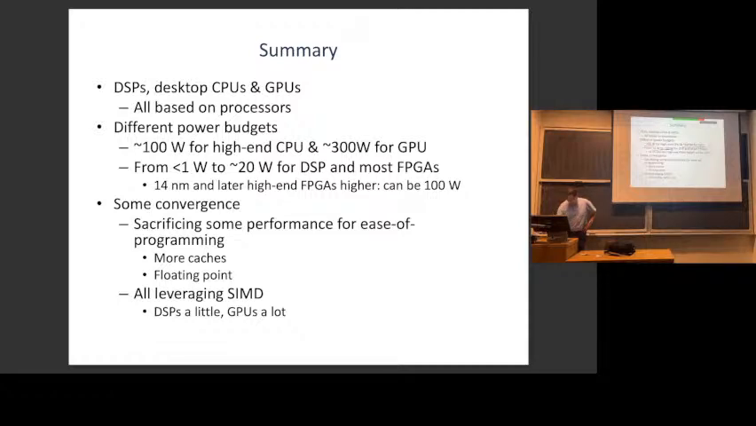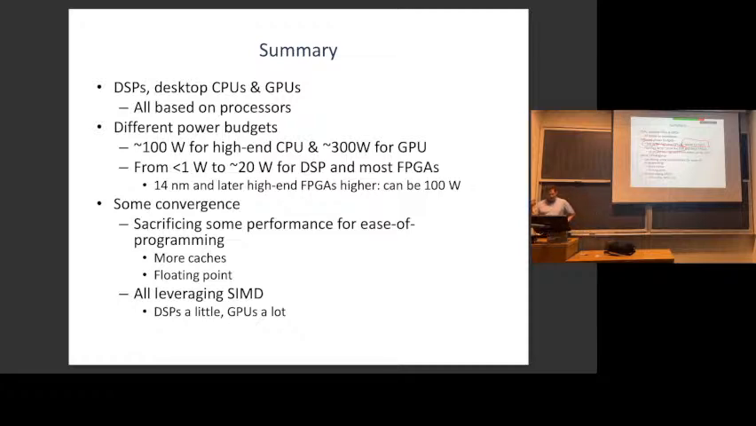FPGAs also have a really wide range. This is historically about the range of FPGA power as well. A little FPGA would be less than 1 watt, a big one would be 20. For the latest FPGAs, like 14 nanometer and higher, the power budgets have been creeping up. So for those FPGAs, if you buy a big one, your power budget can easily be 60 or even 100 watts. So it can get into the range of a CPU, although I've never seen an FPGA approach 300 watts. So there's some convergence.